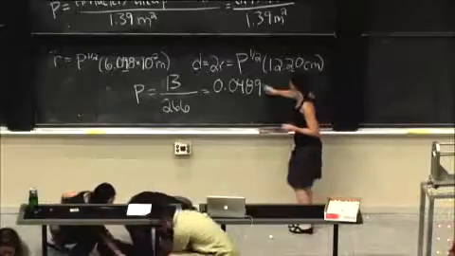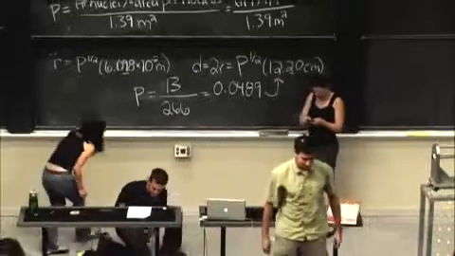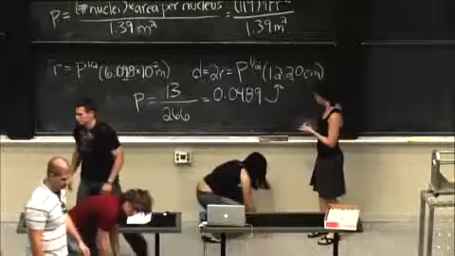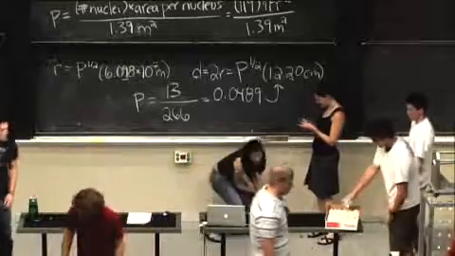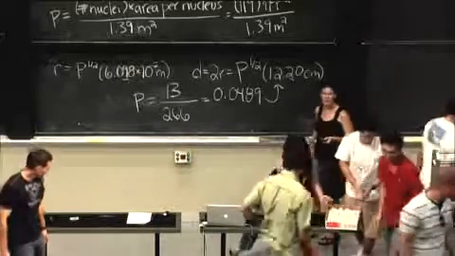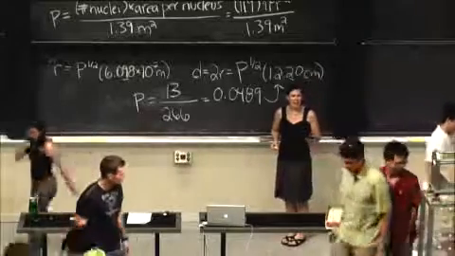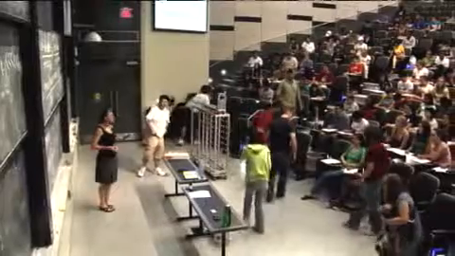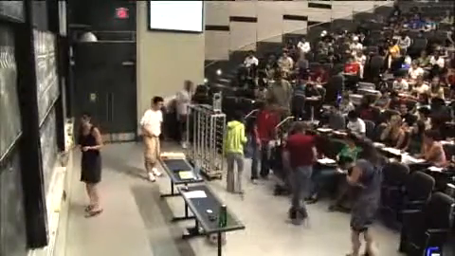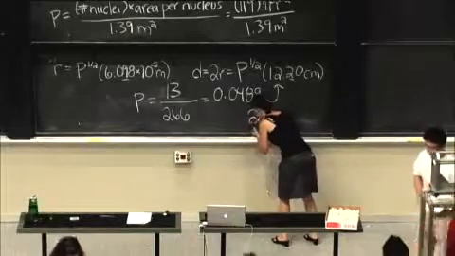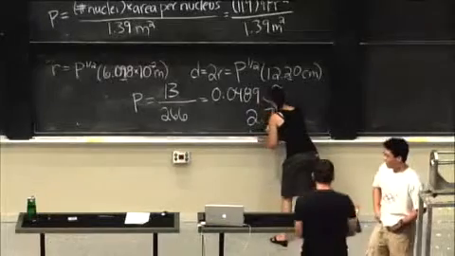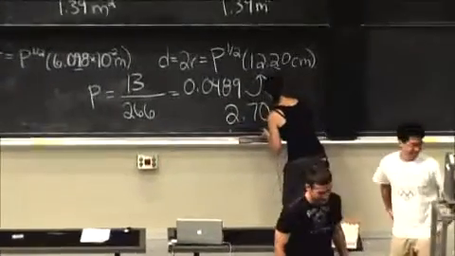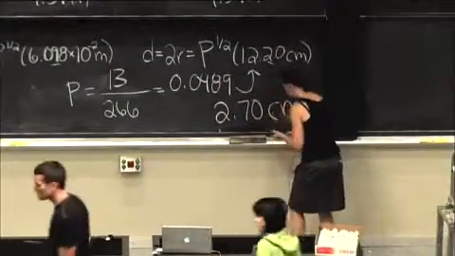We can go ahead and plug that in, take the square root of it, multiply it by 12.2. What are you getting for your diameters? Yep, that's what I got too. All right, so we have 2.70 for our diameter, and that's in centimeters.